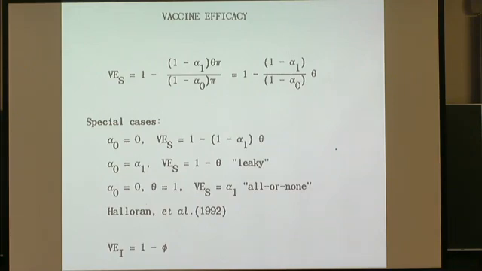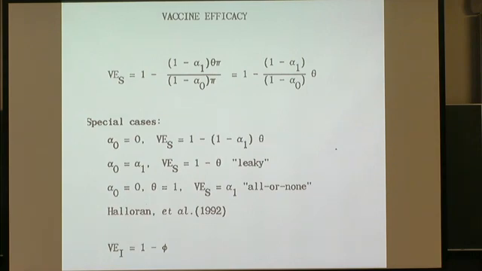One is where there's no initial protection in the unvaccinated, and so the VES is just 1 minus the proportion of vaccinated people who are still susceptible, or not immune, times the reduction in their probability of infection per contact.